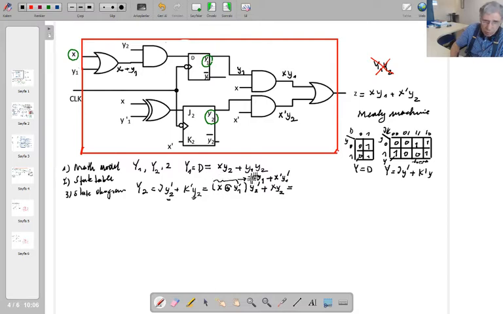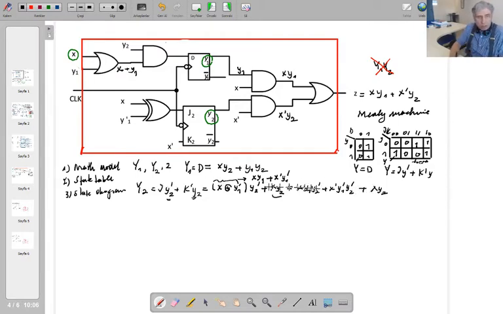So I'm going to multiply this by y2 prime. So x y1 y2 prime plus x prime y1 prime y2 prime. I am multiplying this one with this one, plus this product term here, x y2. So this is my second next state function.